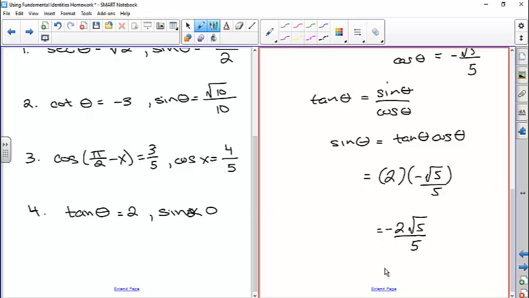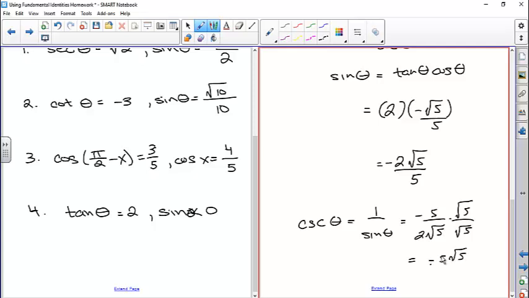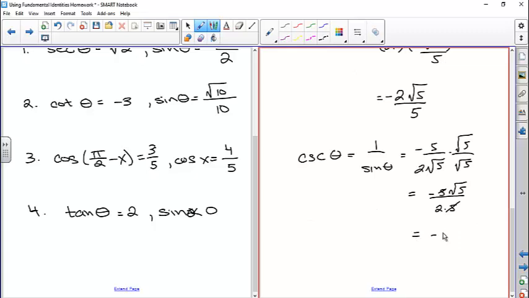And then we could find the secant. I already have the secant. And you can find the cosecant. So the cosecant of theta is 1 over the sine of theta. So we get negative 5 divided by 2 times the square root of 5. Multiply and divide by the square root of 5. So you get negative 5 times the square root of 5 over 2 times 5. Square root of 5 times square root of 5 is 5. These 5's cancel out, and you're left with negative the square root of 5 over 2.